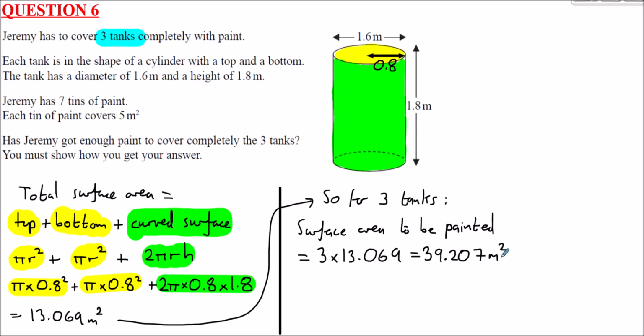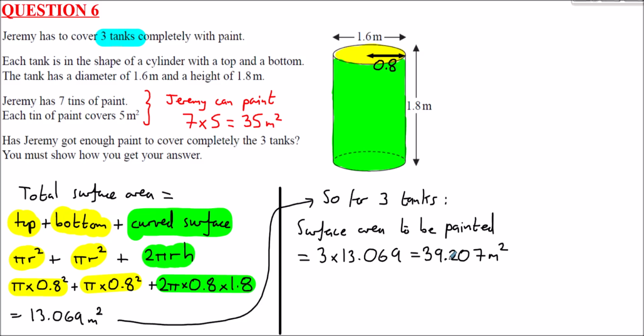Square meters. So Jeremy's got 7 tins of paint, and each tin of paint covers 5 square meters. So from here, Jeremy is able to paint 5 square meters for one tin, but he's got 7 tins, so he can paint a total of 7 times 5. He's able to paint 35 square meters worth of surface.